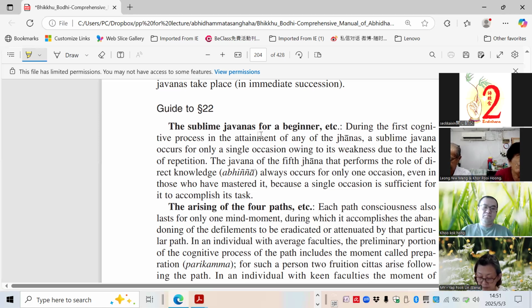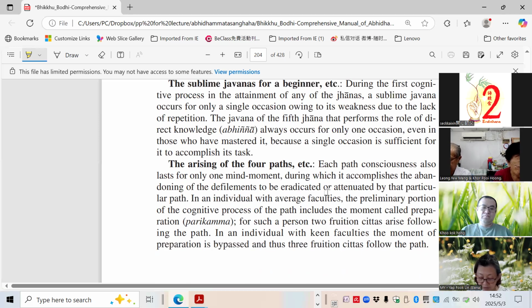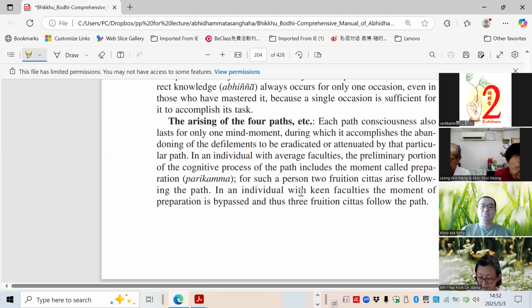The javana of the fifth jhana that performs the role of direct knowledge always occurs for only one occasion, even in those who have mastered it, because a single occasion is sufficient for it to accomplish its task. The arising of the four paths: each path consciousness also lasts for only one mind moment, during which it accomplishes the abandoning of the defilement to be eradicated or attenuated by that particular path.